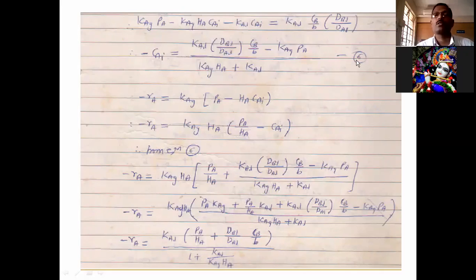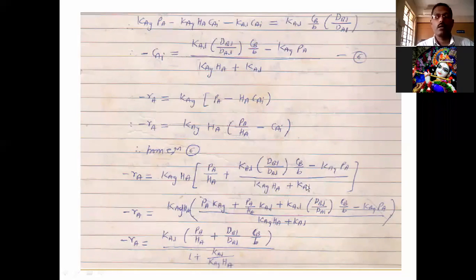So this equation 6 we put in equation 1, because here Cai we remove. So minus R is equal to Kg into Pa minus Pi. What is Pi? Pi is equal to Ha into Ci. So this Ci from equation 6 we put. So minus R is equal to Kg into Ha into Pa, rearrange the equation. Ha we take common, Pa upon Ha minus Ci. Equation 6 put here, this Ci value. We obtain this equation, minus R is equal to Kg into Ha, P upon Ha plus this.